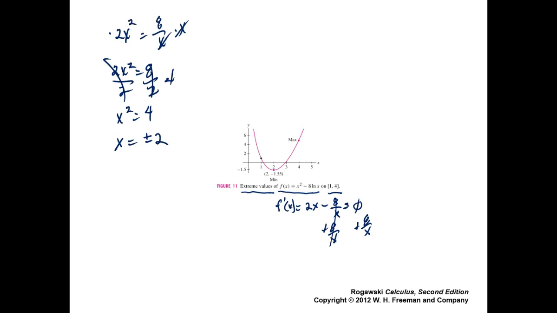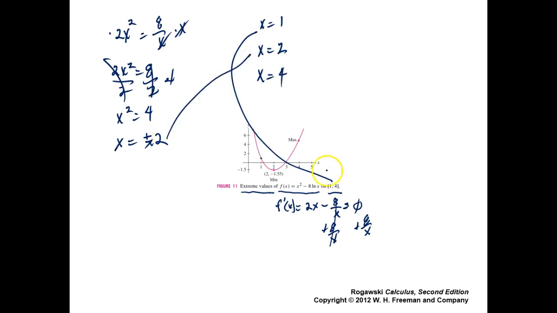Well, x equals negative 2 is not in the interval. And what's more, it's not even defined there because you can't take the log of a negative number. So therefore you forget about the minus 2. So the only critical point is going to be x equal 2. Okay? So here are our three values: x equal 1, x equal 2, and x equal 4. 1 because of that endpoint, 2 because of the critical point, and 4 because of the other endpoint.